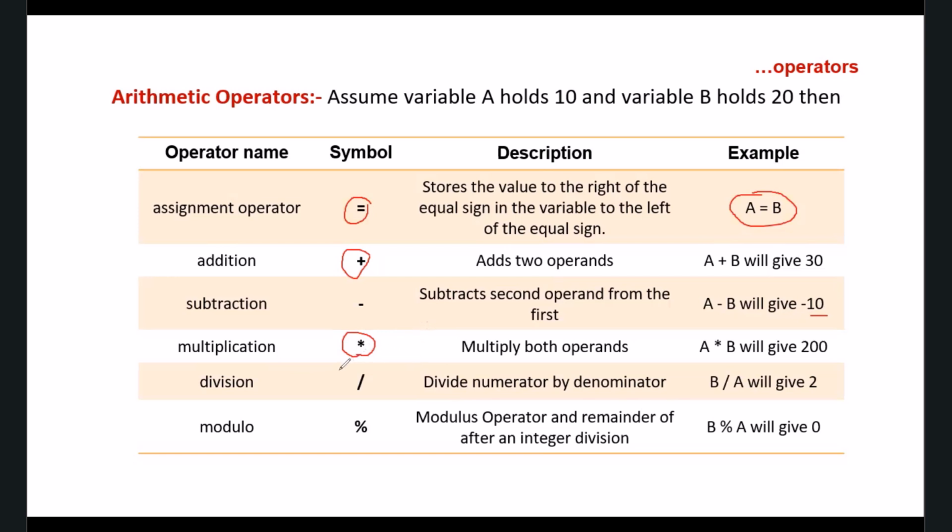The division operator divides the numerator by the denominator. So B by A will give us 20 by 10, which equals 2. Then the next and the last operator is the modulo operator. In the modulo operator, when we write B percent A, that is 20 % 10, it is going to give you 0, because when we divide 20 by 10, we are not getting any remainder. So this is all about the arithmetic operators.